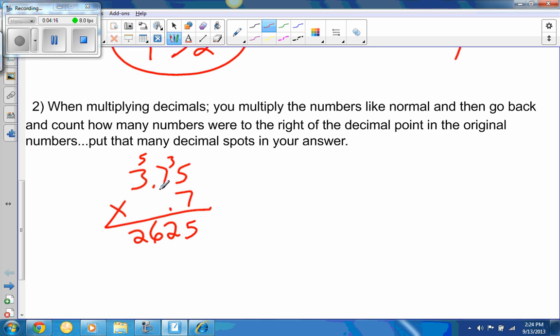And then you're going to go back and count how many spots were to the right. 1, 2, 3. So I need 1, 2, 3 to the right in my answer. So my answer is 2.625. If one of these was negative, your answer would be negative. It's the same rules that we've been using this whole time, just like if it was a whole number.